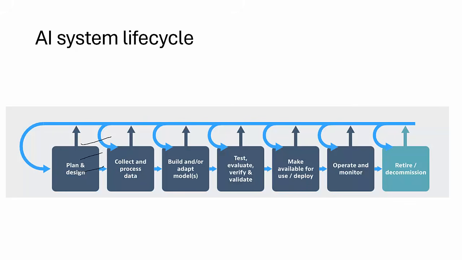So according to the OECD, the AI lifecycle has phases. Phase 1 is plan and design. Phase 2 is collect and process data. Third, build and monitor, test and evaluate, make available for use and deploy, operate and monitor, retire and decommission. We're going to discuss each and every step in detail, because in the exam they might ask what happens in every phase. If you are preparing for this exam, you need a very good understanding of test, evaluate, verify, and operate and monitor. And as I said, we're going to cover each and every section in detail.